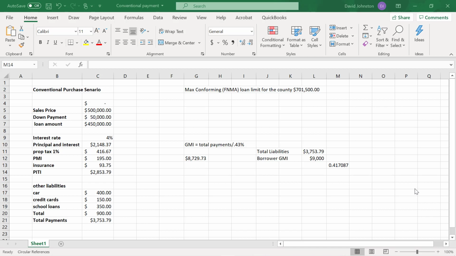This is the conventional purchase scenario. In this case, there's a sales price of $500,000. So once again, the first thing we look at is what's the maximum loan limit for a conforming Fannie Mae loan in San Diego County. And in San Diego County, it's $701,500. Anything above that is called a jumbo loan, or they'll call it non-conforming.